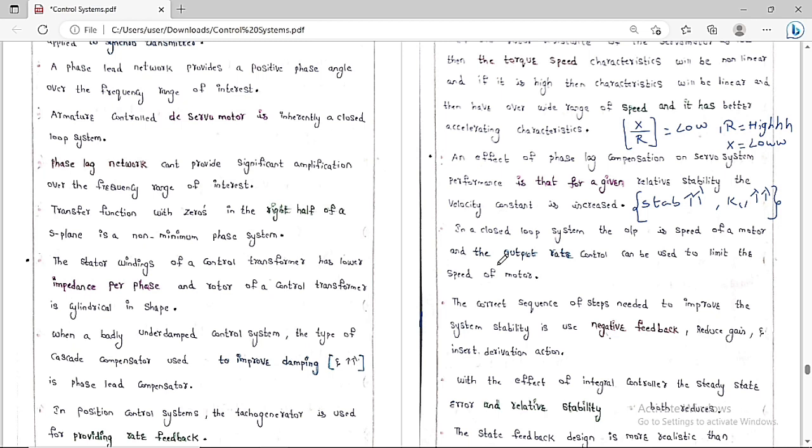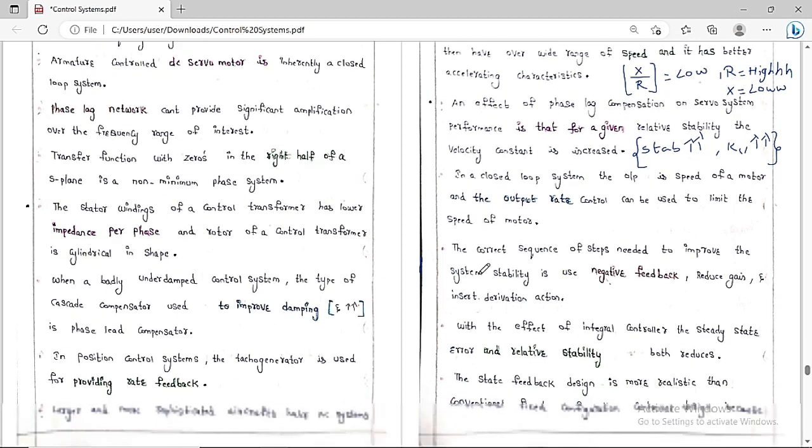If we insert the zeros, the root locus is going to shift to the left half of the S plane. Therefore the system will be more stable. So finally, the correct sequence of steps needed to improve the system stability is to use negative feedback, reduce the gain, and insert the derivative action.